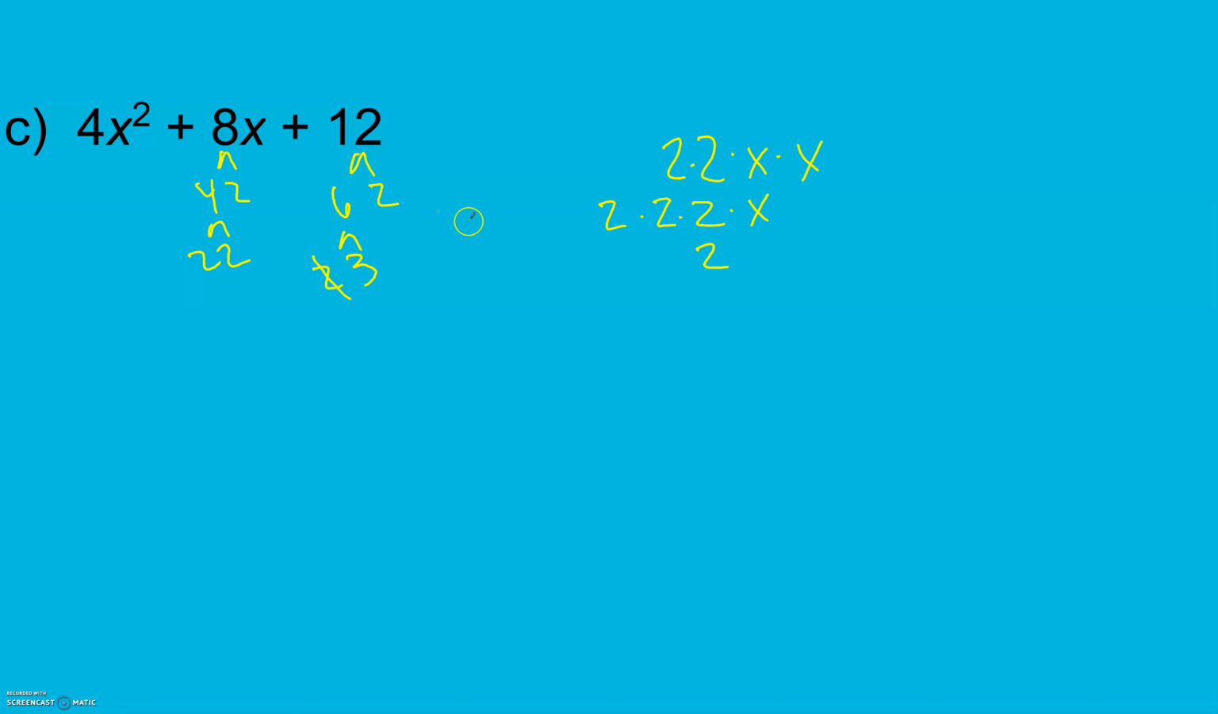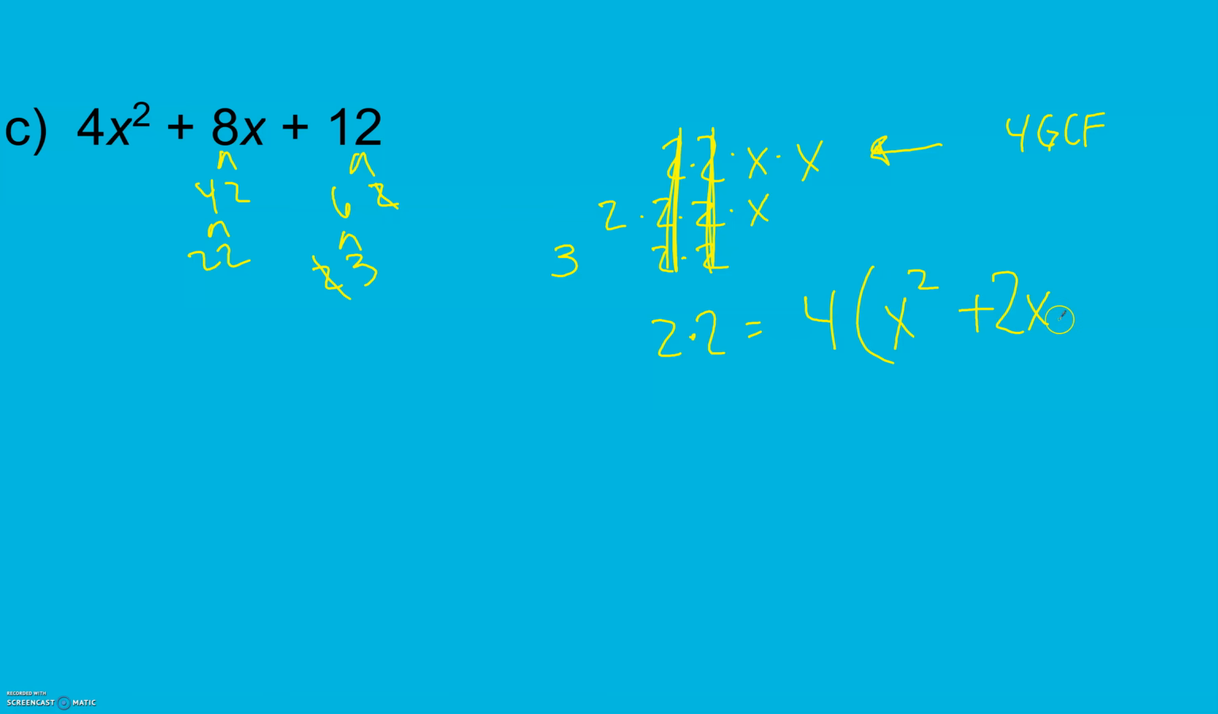So I put a 2 in my 2 column, a 2 in my 2 column, and I make a 3 column. I have a 2 that's common in everything times another common 2, which gives me 4. So 4 is my greatest common factor. I multiply by what's left. My first row is my first term, x squared. My second row is my second term, 2x. And my third row, just that 3, is my third term.